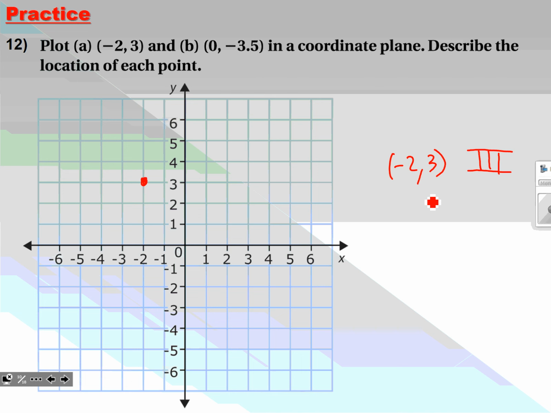Where is 0 on the x-axis? Negative 3.5 on the y-axis is located right here. So that's that one right there. So where is 0, comma, negative 3.5 on the coordinate plane? Well, it should be located on the y-axis.